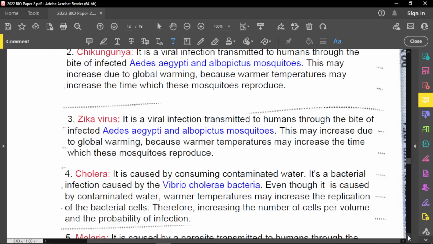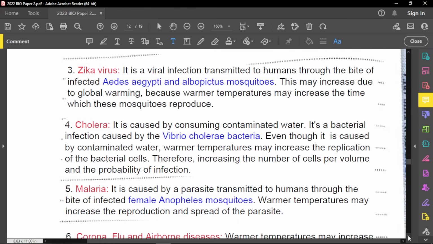Again, if you notice, they are similar. So the first three are pretty much similar in terms of the vector that is causing it, and the effect of the increase in temperature. The increase in temperature will also cause an increase in the time of reproduction of these mosquitoes. Cholera is kind of different from the first three. So for the first three you could list any of those and then go down to cholera. Cholera is caused by consuming contaminated water. It's a bacterial infection caused by the Vibrio cholerae bacteria.